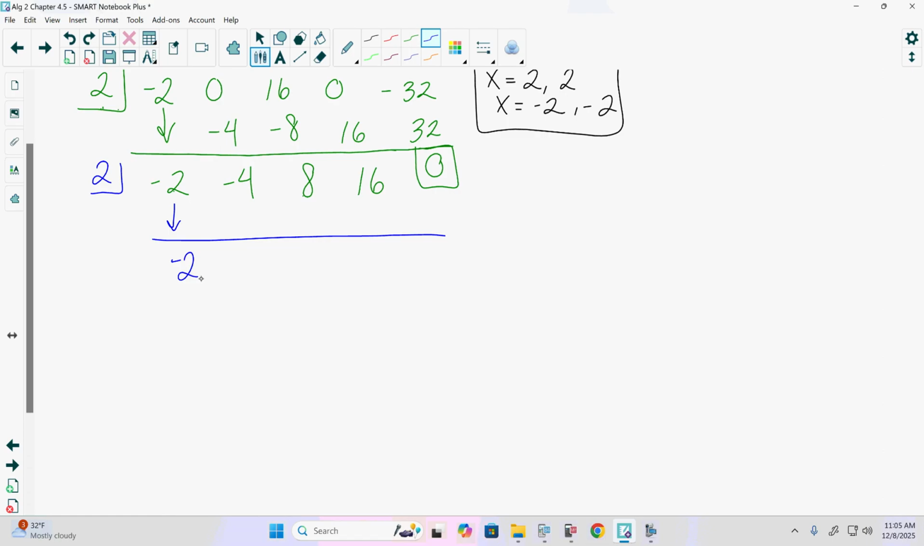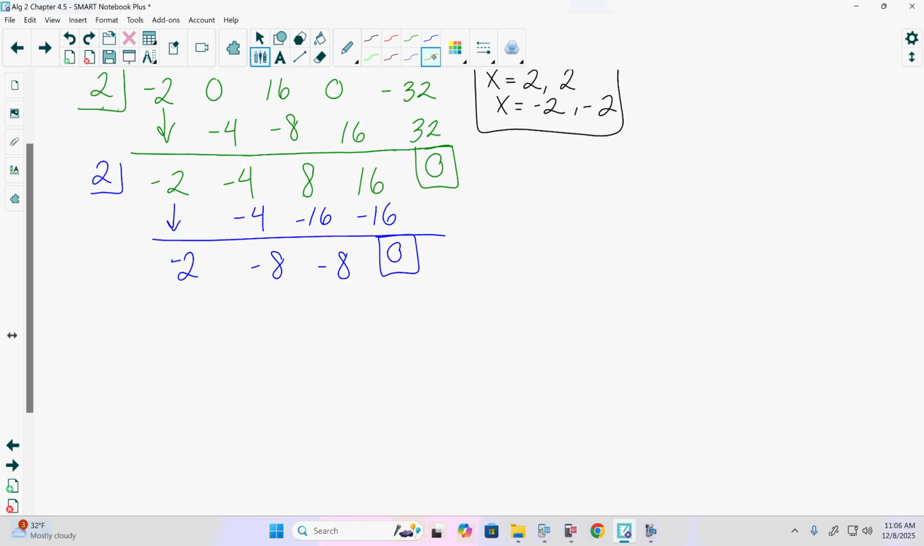So if we look at this here, 2 times negative 2 is negative 4. Negative 4 plus negative 4 is negative 8. 2 times negative 8 is negative 16. 8 plus negative 16 is negative 8. 2 times negative 8 is negative 16, and 16 plus negative 16 is indeed 0. So really what we've shown and verified is that 2 is a solution twice. Yes?